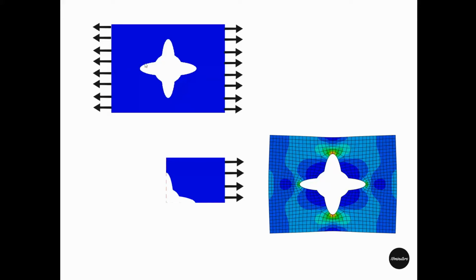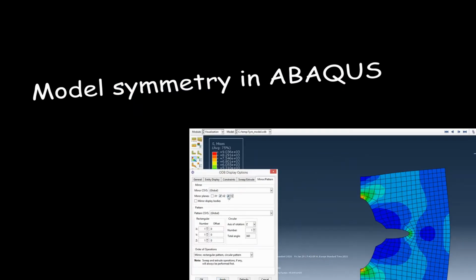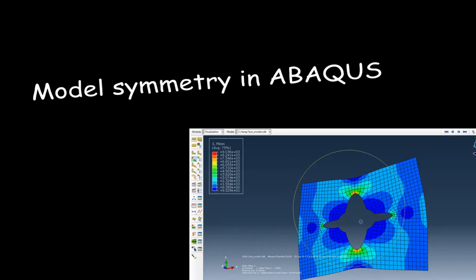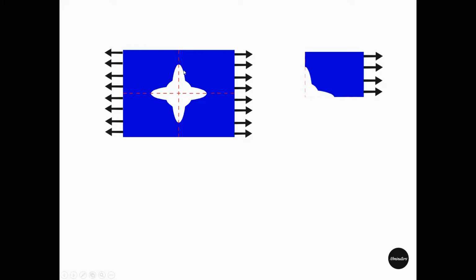In this presentation, we will model this symmetric part under tension as only 1/4 of it, perform the simulation in 1/4, but finally we will use the mirror option in ABAQUS to view the result in full model. This part can be divided into 4 symmetric portions. You can also use only one symmetry line depending on the shape of your part.